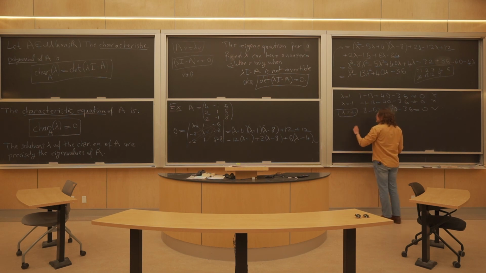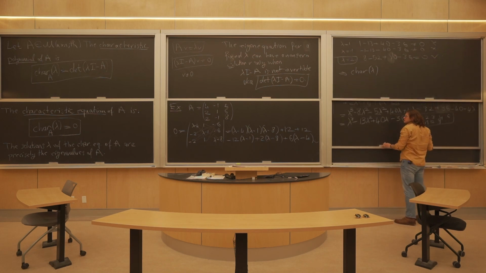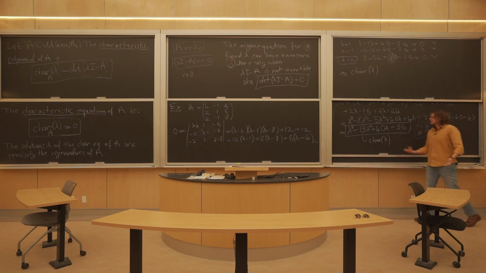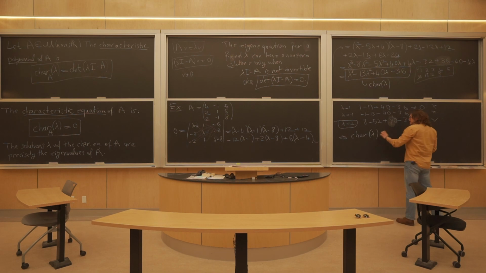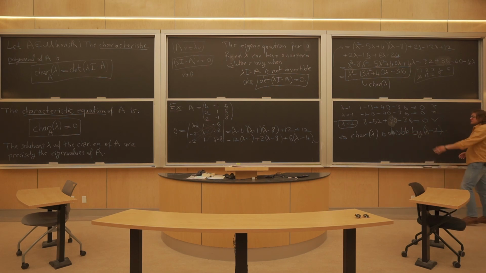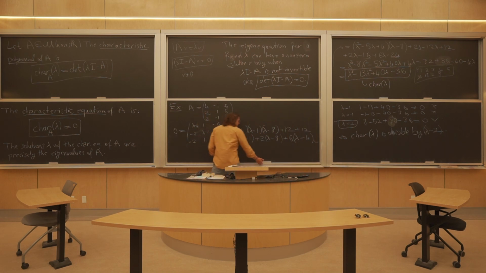Because this is a root, that means that char of lambda, which is that polynomial over there, is the characteristic polynomial. I don't need to write the subscript A because I have only one matrix in this case. Char of lambda is divisible by lambda minus 2, divisible as polynomials. And so I can divide this polynomial by this to get a degree 2 polynomial, and then I can apply the quadratic formula to get the rest.